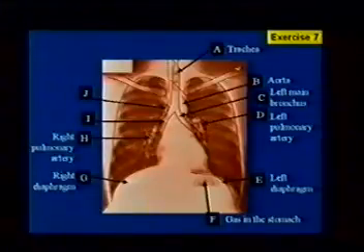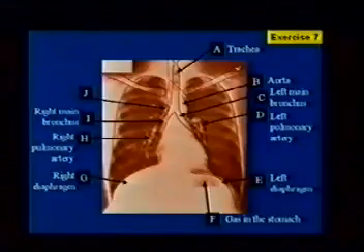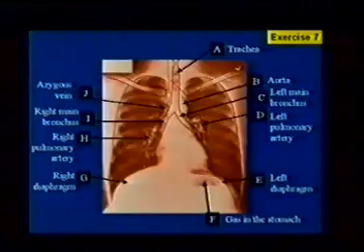Right pulmonary artery H. Right main bronchus I, and the azygous vein J.